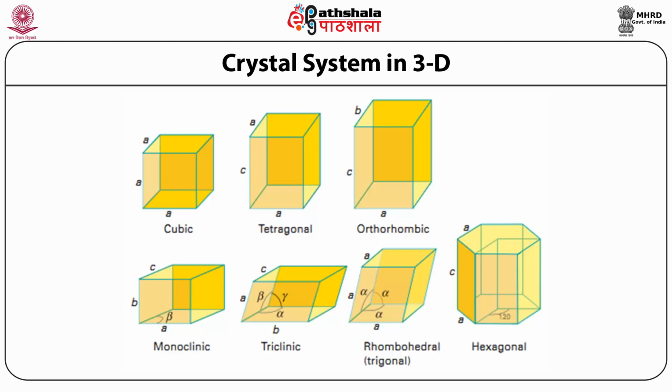The next is hexagonal structure. In hexagonal structure, A is equal to B not equal to C, and alpha is equal to beta is equal to 90 degrees and gamma is 120 degrees. Here it has one six-fold rotation axis, which is along the rotational axis.